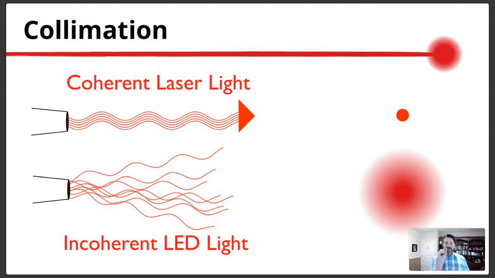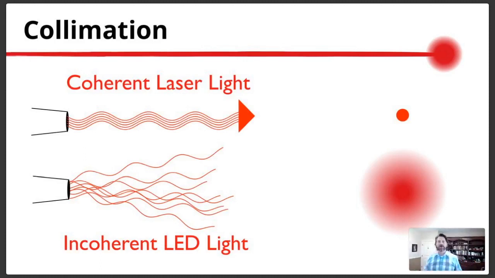Collimated means that because the light is coherent, it all stays together in a very tiny dot. It's a very straight beam, and it doesn't diverge at all. It all stays straight, which is why when you have a laser pointer, you can shine a dot 100 yards away on the side of a building, and you'll get a dot.